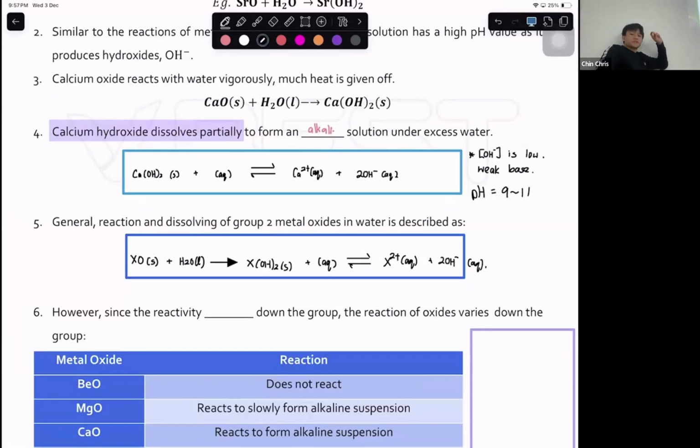Okay, we are almost done already, 70%. Next week, we'll move on to halogens, chapter 11, which is a hard chapter again.